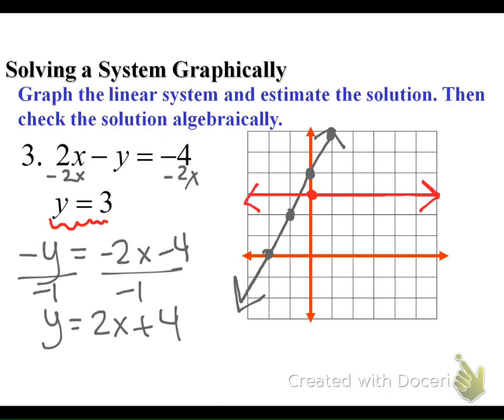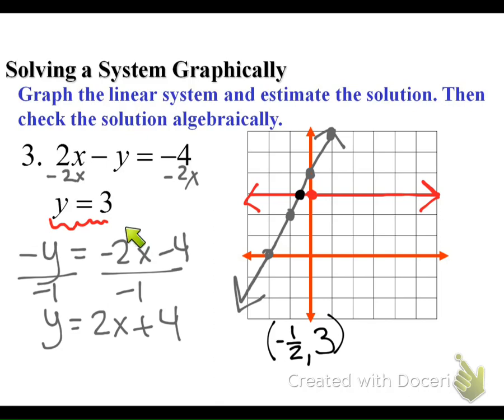Now, this is going to be one where it's extremely important to check because they're not meeting right at an ordered pair, and I don't think it's because I graphed it wrong. I think it's just because our answer is a fraction. So what do you think that fraction might be? To get to right here. Yeah, I'm going to check negative 1/2 and 3.